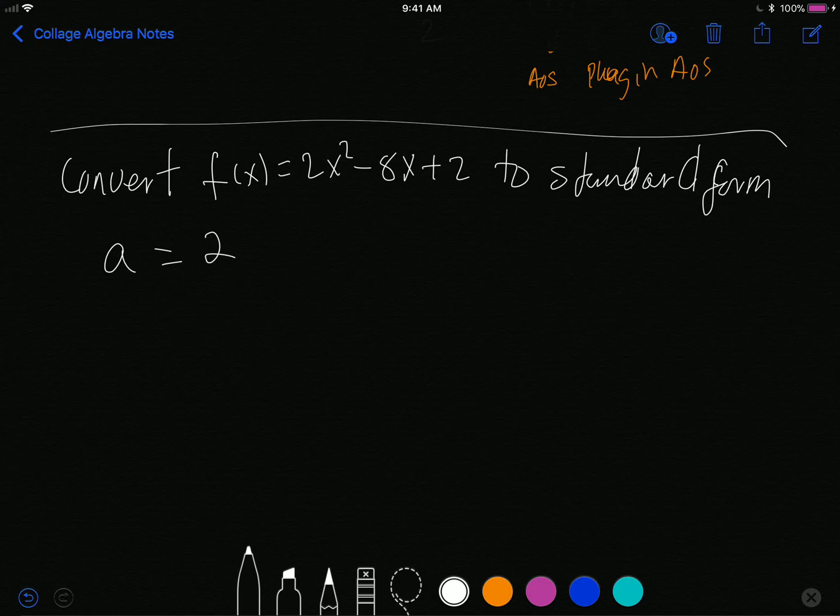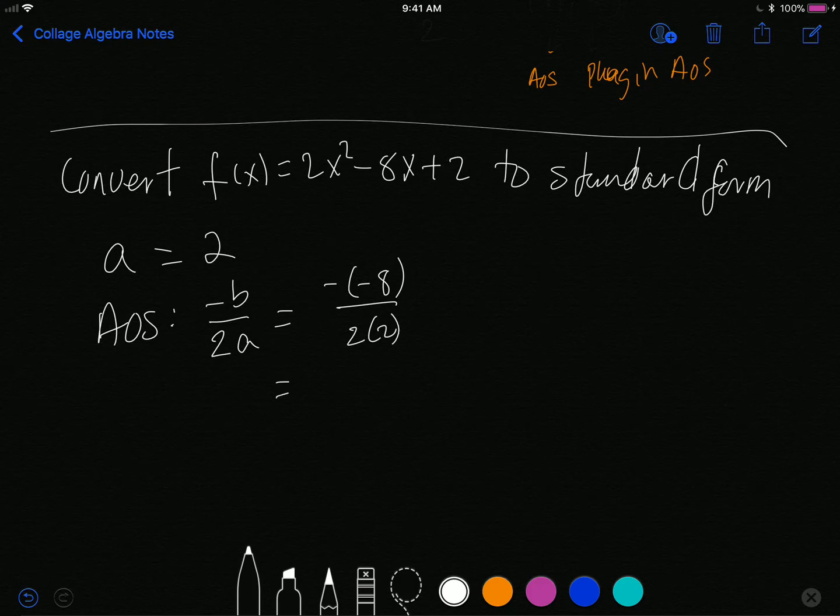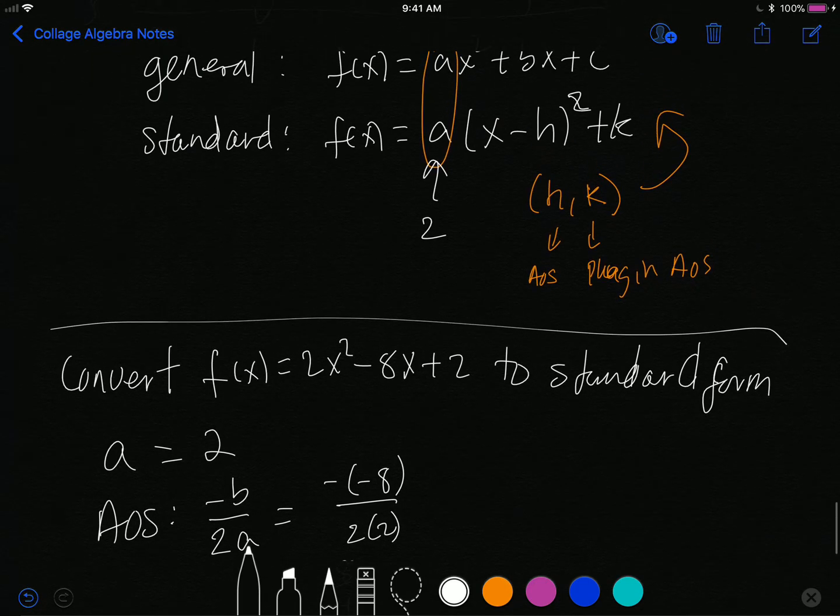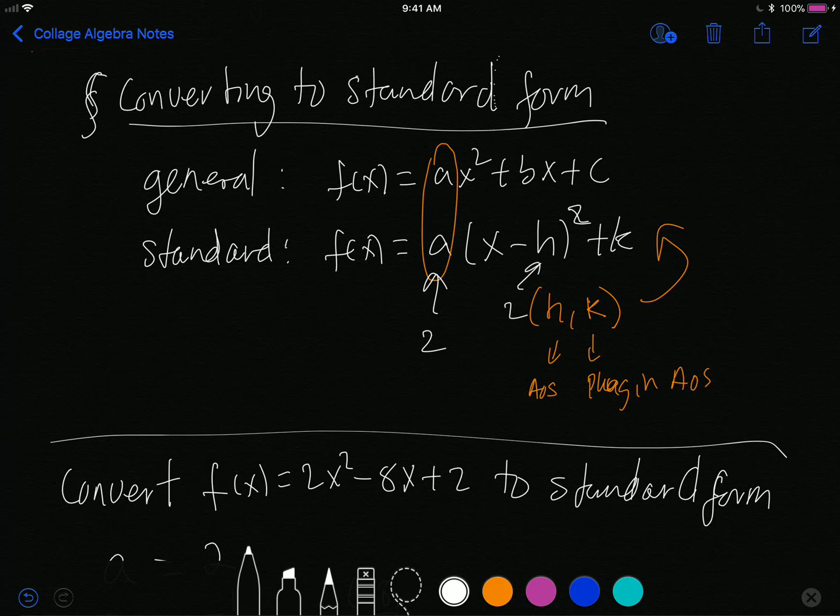Now I gotta find the axis of symmetry. The axis of symmetry is simply minus b over 2a. And so that's going to be minus negative 8 over 2 times 2. That is 8 over 4, which is equal to 2. And so that tells me that h is equal to 2. So I have now found h.